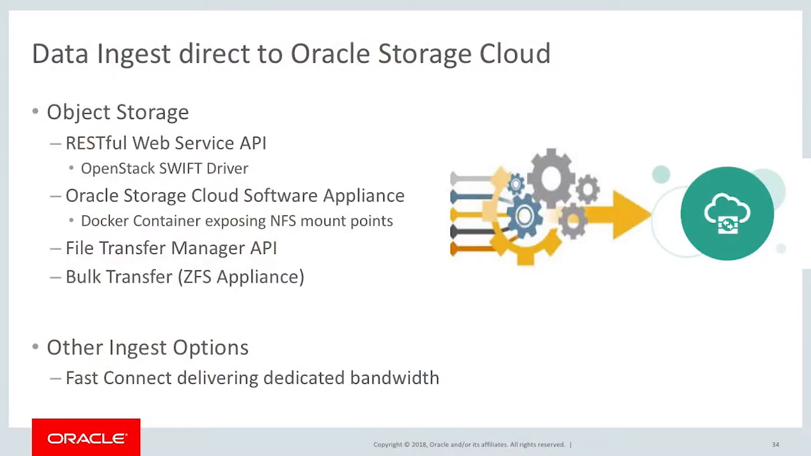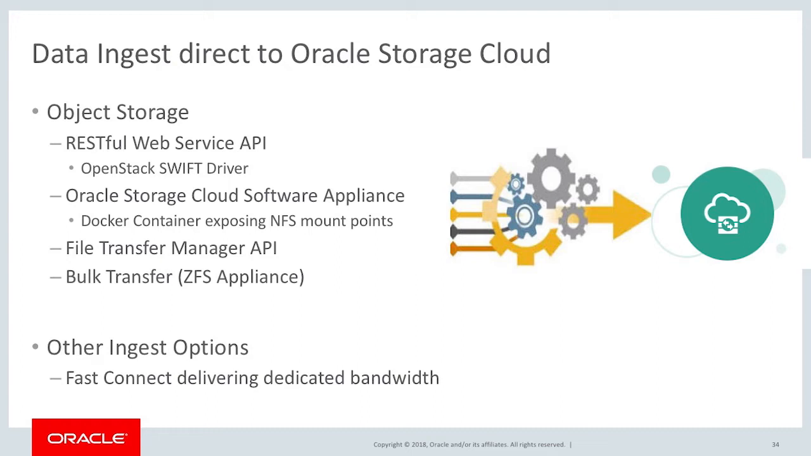Let me also give you some options that you have to bring in data from on-premises or some other application systems to Oracle Cloud. One is you can bring in data to object store. There are a bunch of options available for you. Some of them are like you can bring it through REST APIs. There is a storage cloud appliance available. You can run it in your data center, and the applications can write to an NFS mount point, and that appliance can push data to Oracle Cloud. And there is tooling available with FTM, which is a file transfer manager.